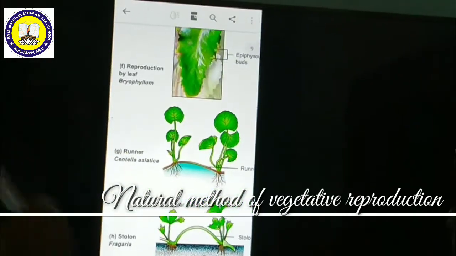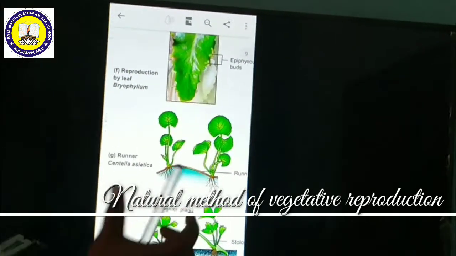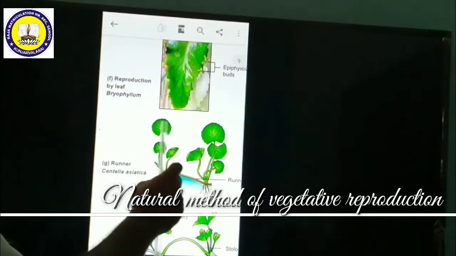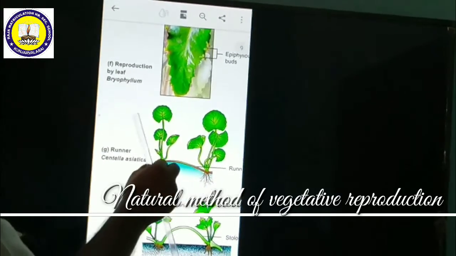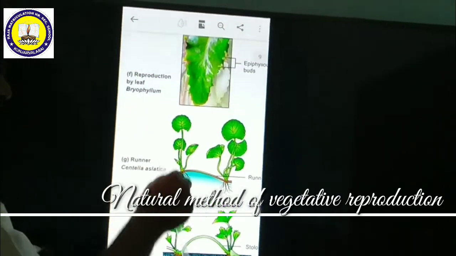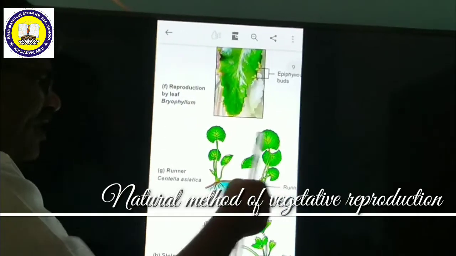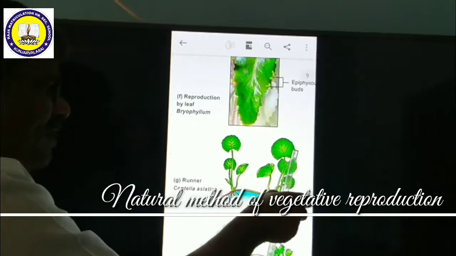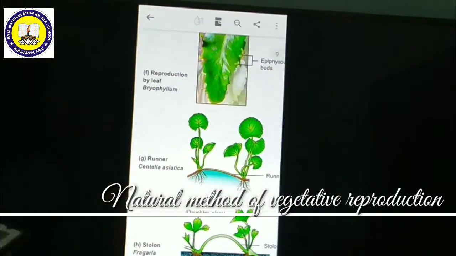Next one is runner. Centella asiatica, in Tamil you might have studied it as Vallarai. These are reproduced by runner. The soft middle stem is called the runner. At each and every node there are buds as well as roots. These internodes are called runners. If each internode is separated, each can produce a new young plant. Such reproduction is called runner.